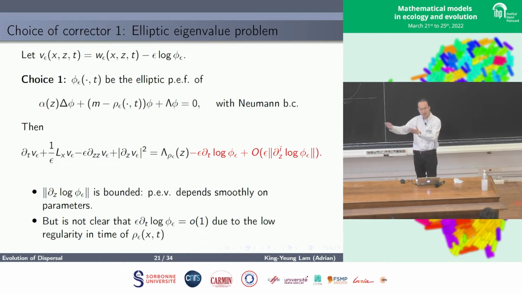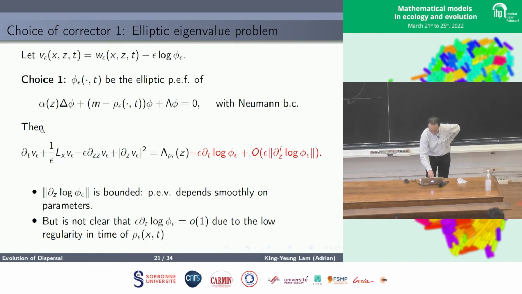we expect the effective fitness to be given by an elliptic problem. So if we take the elliptic eigenvalue to be our corrector, take the log, then after some calculation one can obtain such an equation. Asymptotically, it will be independent of X, so we don't mind this term. This is a vanishing viscosity term. So far, so good.